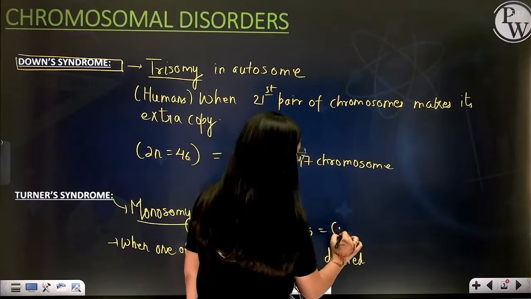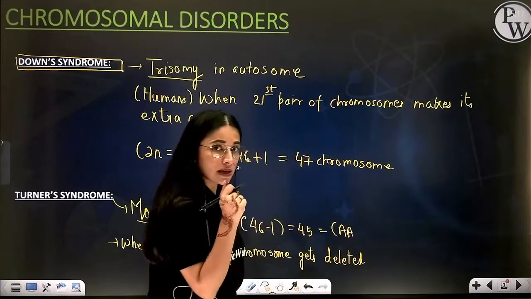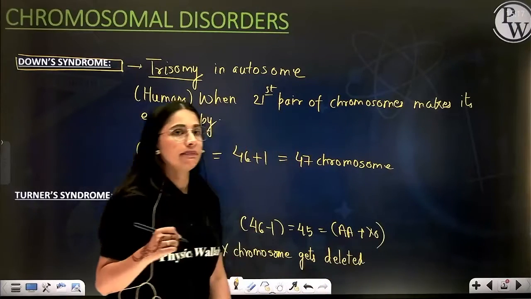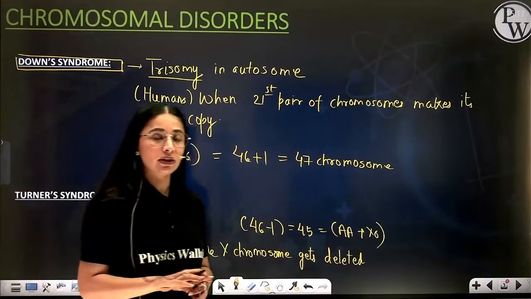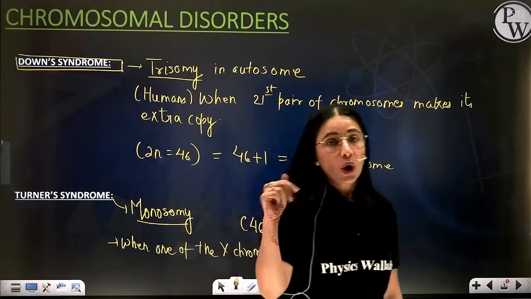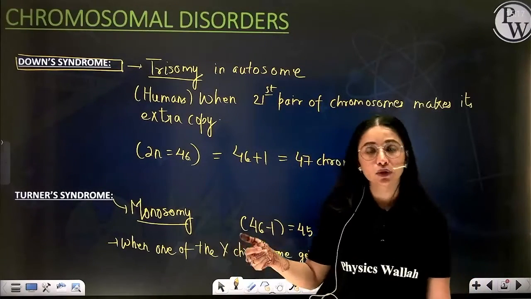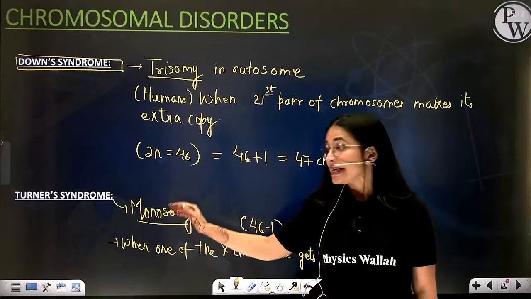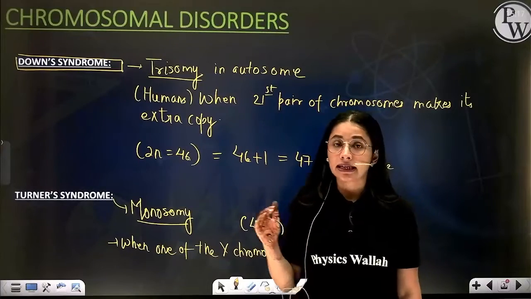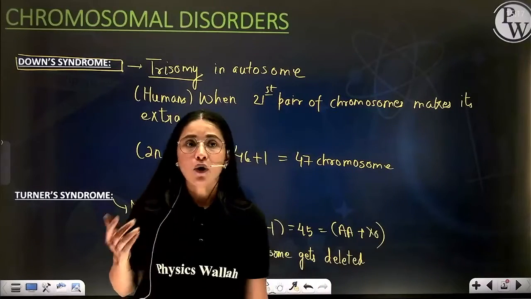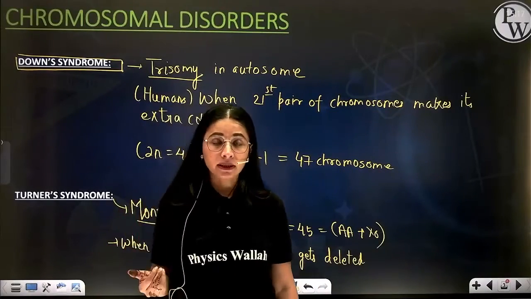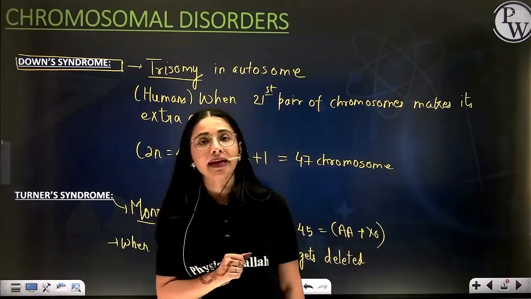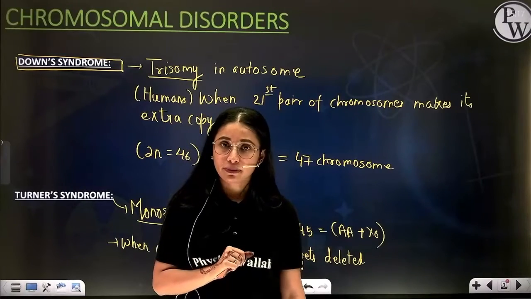And how will you represent it? The pair of autosomes is perfect, but one of the X chromosomes is missing. So the representation will be AA plus XO. O shows that the second homologous chromosome of X is missing, which is a type of monosomy. This disorder is known as Turner syndrome, and obviously the woman suffering from Turner syndrome will be sterile and will not be able to produce offspring.